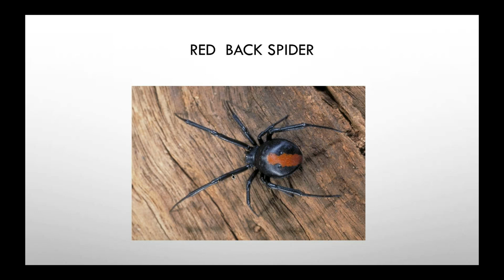So this one here is the redback. Now, it's pretty plain to see why this is called the redback. It has a red stripe down its abdomen. So here, this is the back part of the spider, it's the abdomen, and there's a red stripe.